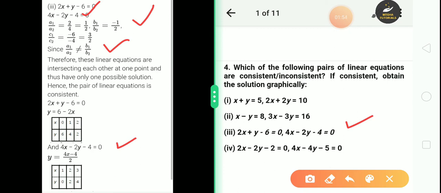Assume x is equal to 2. So 4 twos are 8, 8 minus 4 is 4 and 4 upon 2 is 2. So when x is equal to 2, we are getting y also 2. Then assume x is equal to 3. So 4 threes are 12 and 12 minus 4 is 8. So 8 upon 2 is 4. So when x is equal to 3, we are getting y is equal to 4. So coordinates for the second equation are 1 comma 0, 2 comma 2 and 3 comma 4.